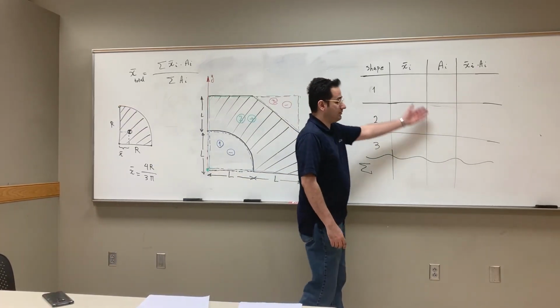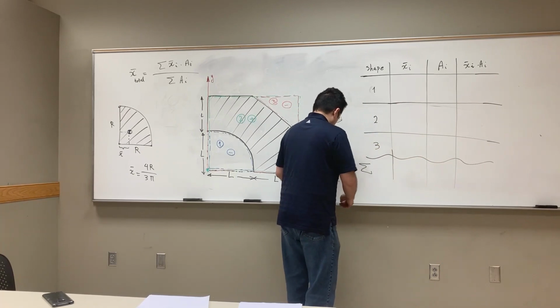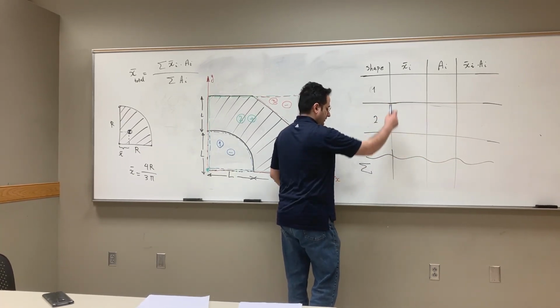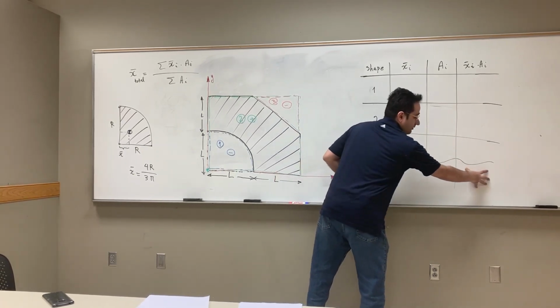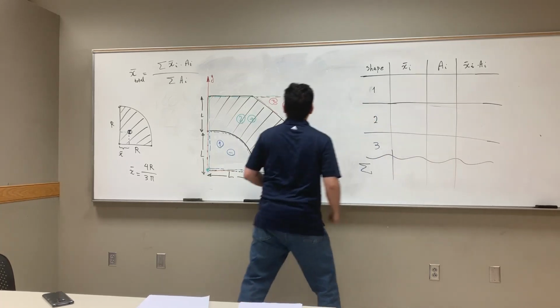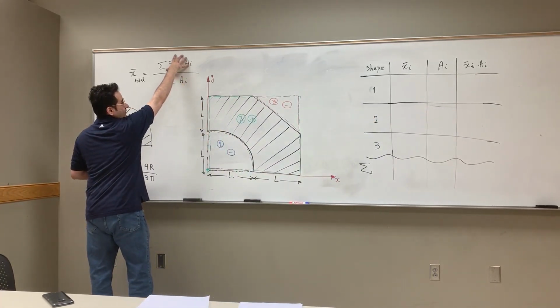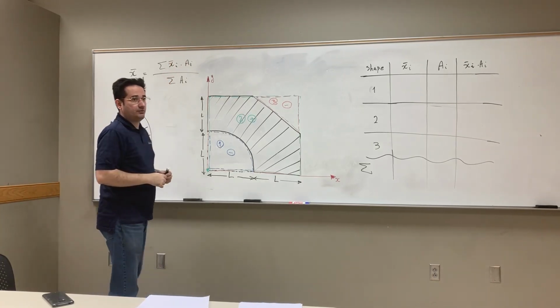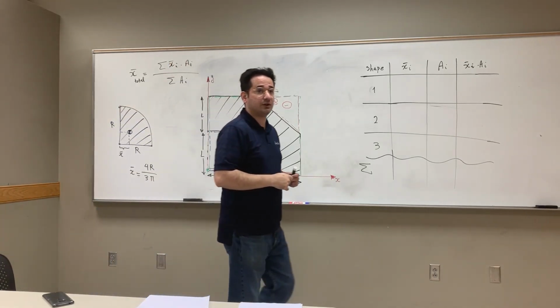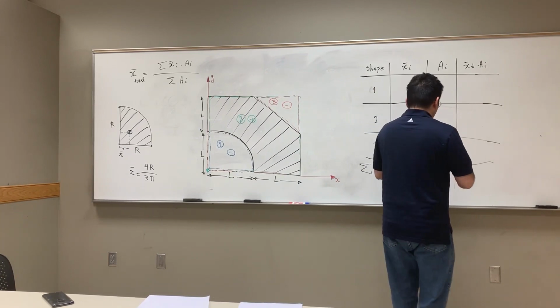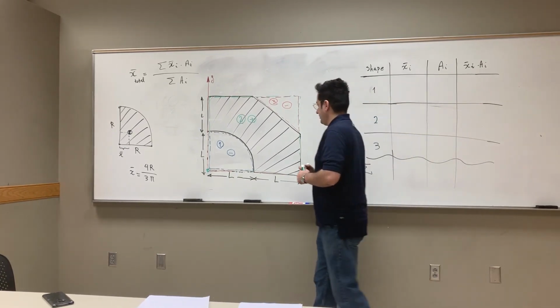You need to fill out this table, and this is finally the sum of all these things. This sum divided by this one is the x bar. Look at the formula. The last column sum, divided by the second column sum, gives you the location of x, the location of the centroid. Okay? So let's go ahead and fill out this table.